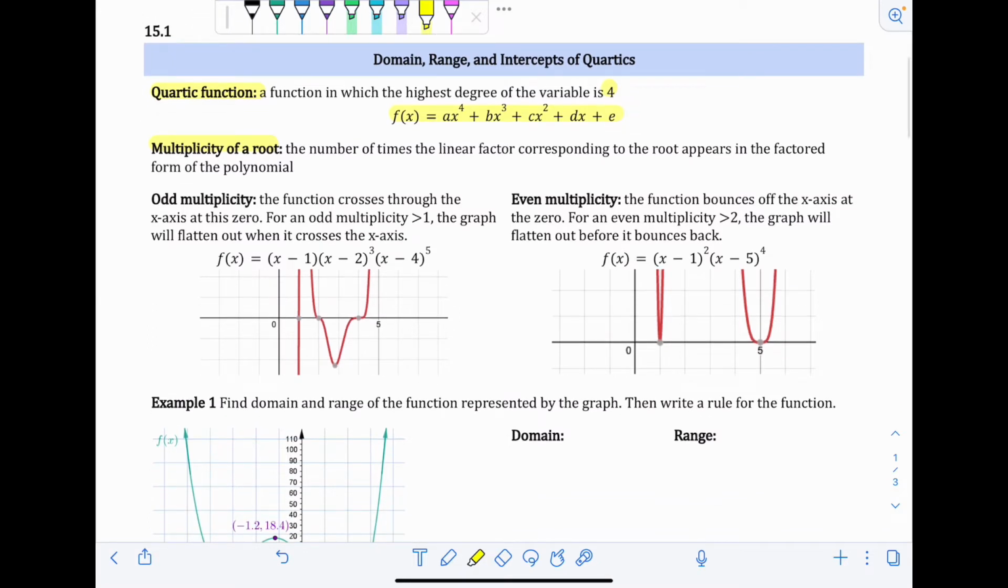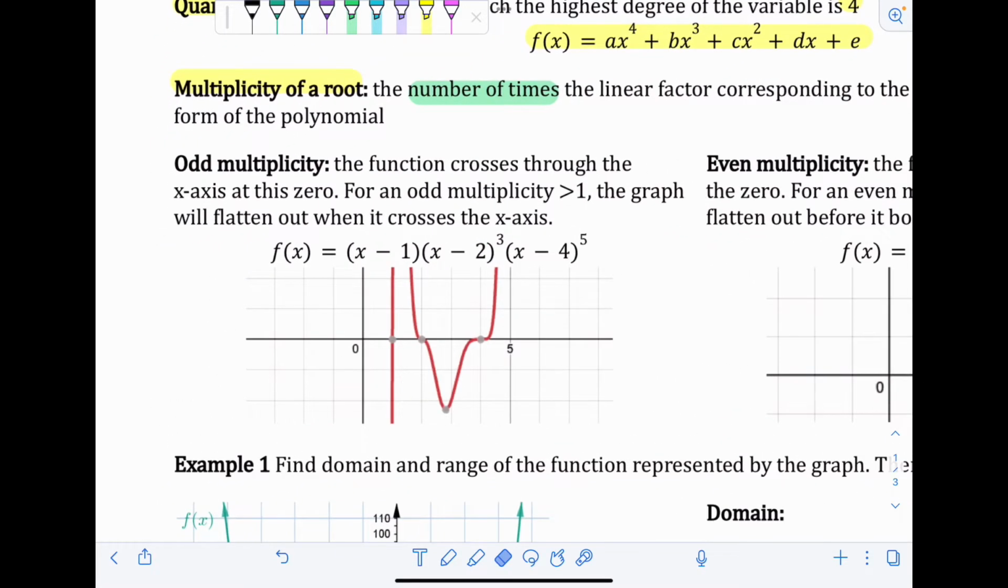So when it says the number of times that the linear factor corresponding to the root appears, that's referring to, if you look at these functions, for example, some of these are raised to a higher power, so they're appearing more than once. If we were to expand this, it would be 3 different x minus 2's within that function, so it's appearing 3 times. Okay, so looking at odd multiplicity: with odd multiplicity, the function crosses through the x-axis at the zero. For any odd multiplicity that's greater than 1, the graph will flatten out.